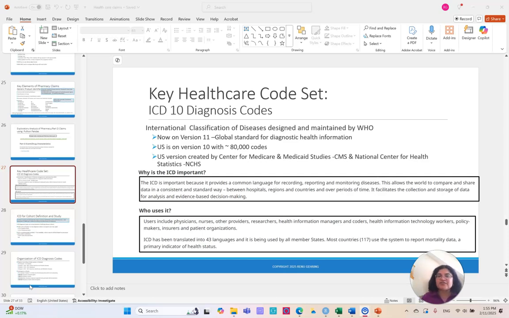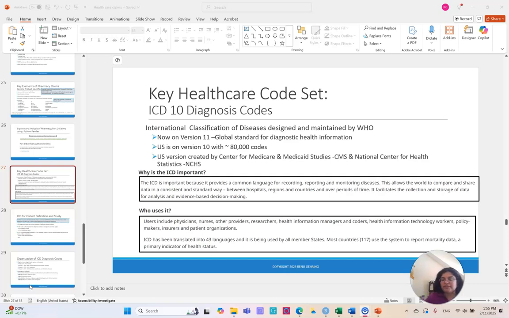ICD stands for the International Classification of Diseases. It was created, designed, and maintained by the World Health Organization. We are currently on version 11. It's a global standard for diagnostic health information, for reporting on mortality, etc. Now, the US has its own version, and we are on version 10.